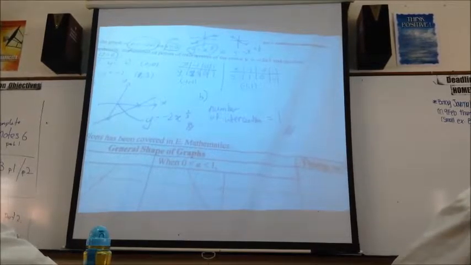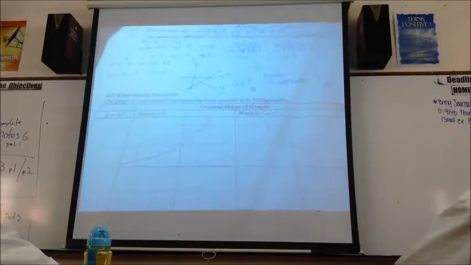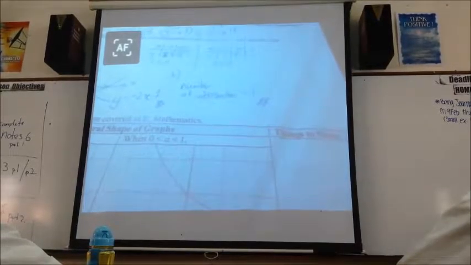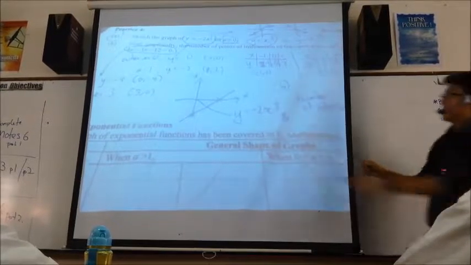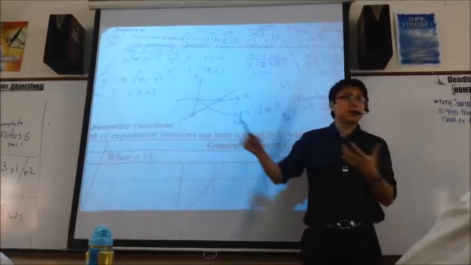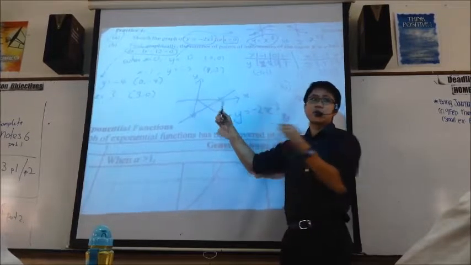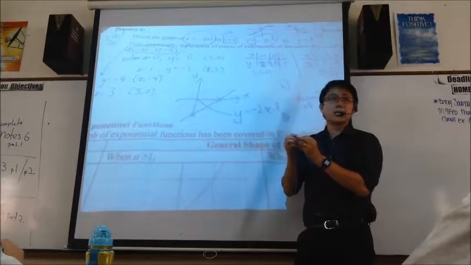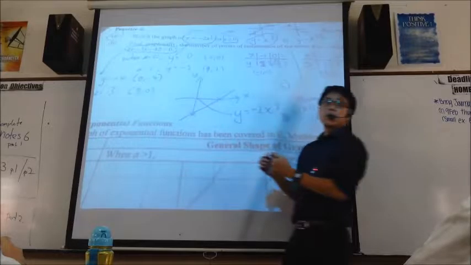Okay. Can I go on to the next part? Will they ask you to find the coordinate of the intersection? Good question. Yes and no. If they ask you to find the coordinate, can you look from this graph or you must solve simultaneous? Solve simultaneous, then you can find this point.